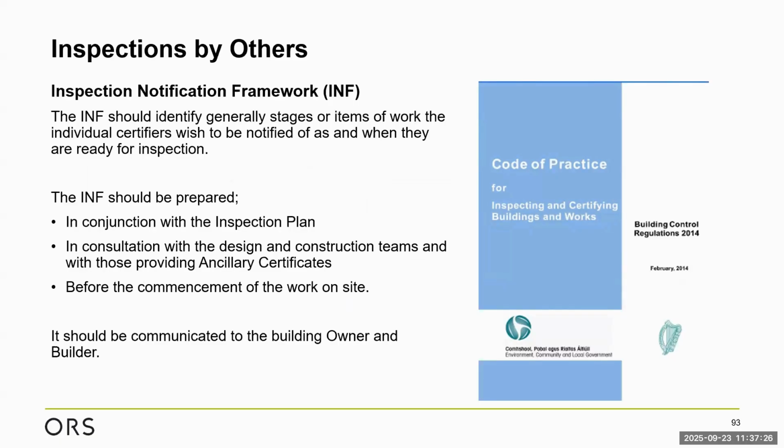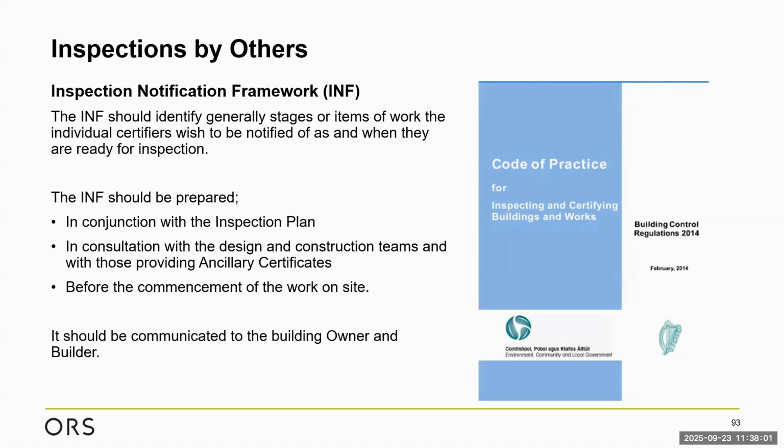This is covered in Code of Practice 7.4, I think it is. The inspection notification framework should identify general stages of items of work the individual certifiers wish to be notified of as and when they are ready for inspection. This is where we identify certain elements in the build that the builder is going to notify the auxiliary certifiers about. It may be the first foundation that's been poured, and the design team want to go out and have a look at that. So there can be overlap here between benchmarks and the notification framework.